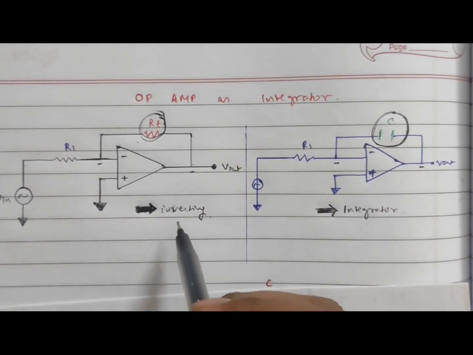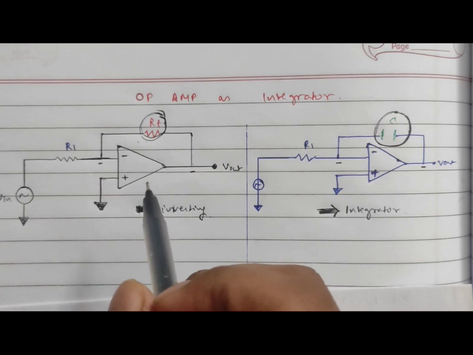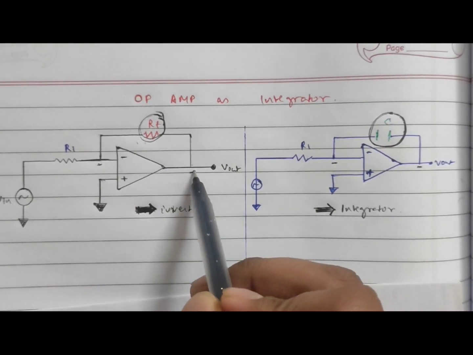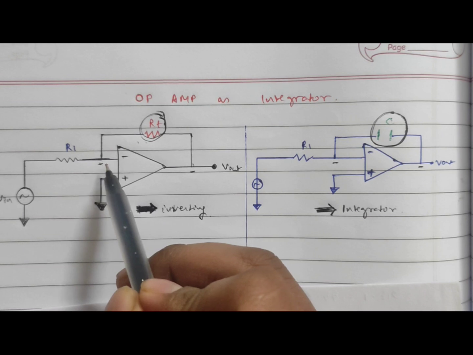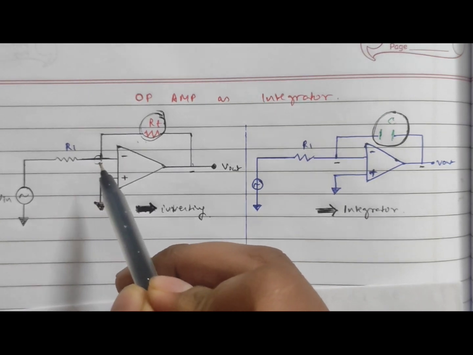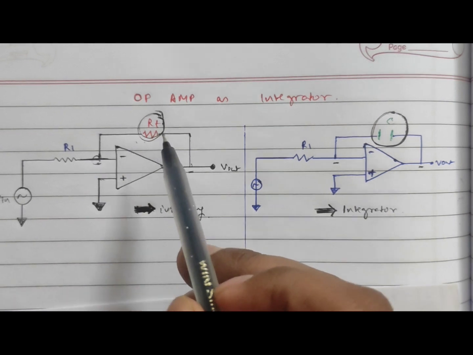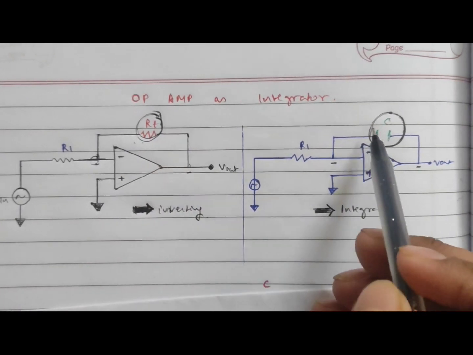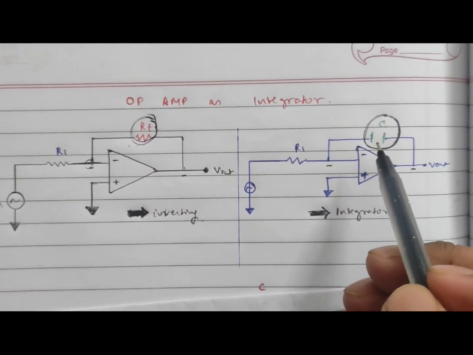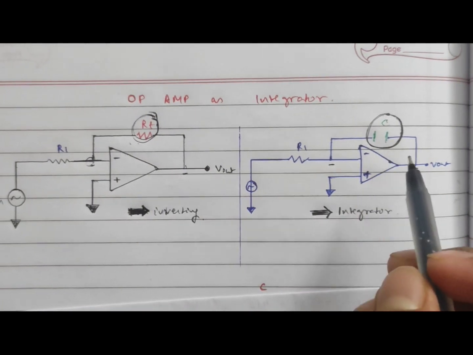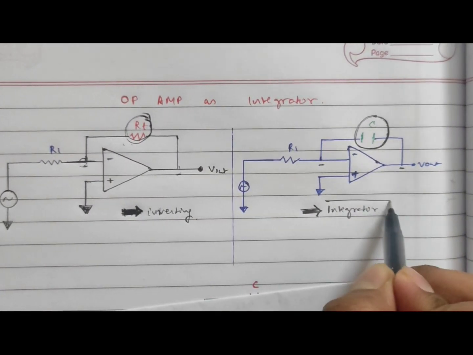Let's look here. For an inverting op-amp, the feedback resistance is connected between the output voltage and the input terminal, which is connected to the inverting terminal of the op-amp. To convert it to an integrator, we have to replace the feedback resistance with a capacitor, and by replacing it with a capacitor we can get an integrator circuit.